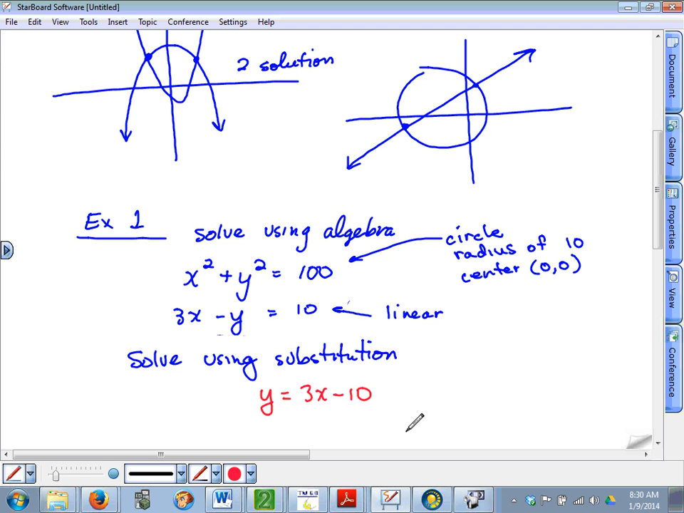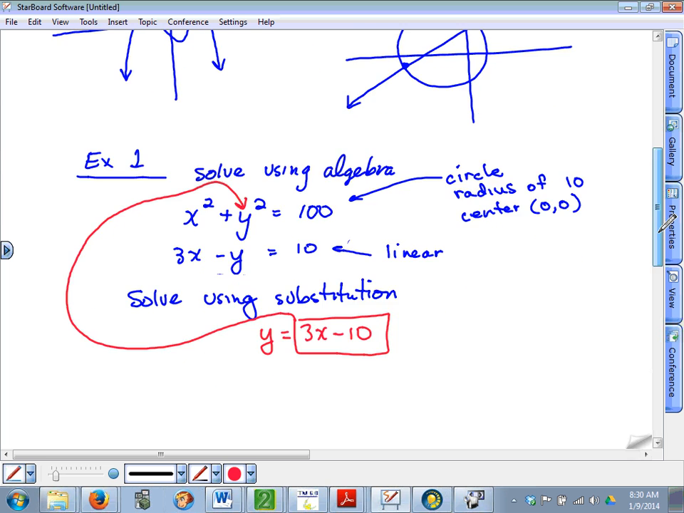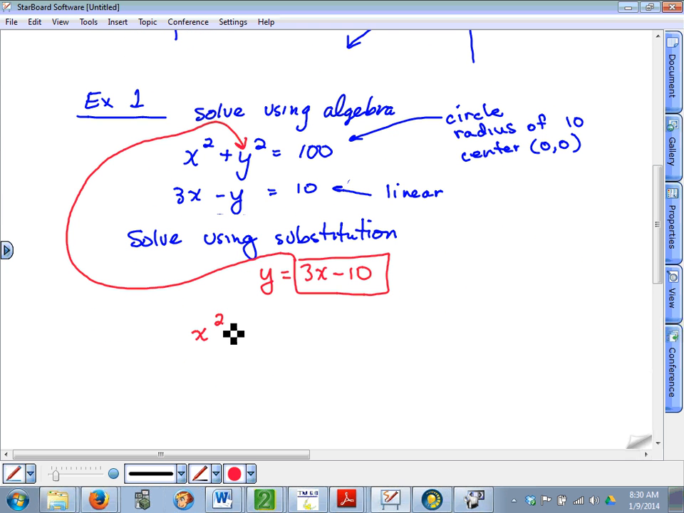Now, we know the substitution method. We've used it a ton. What do we do with this 3x minus 10? Plug it into the first equation for y. So that first equation becomes x squared plus (3x minus 10) squared equals 100.